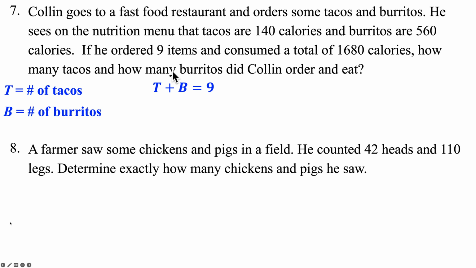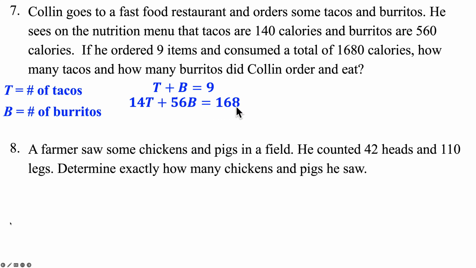He ordered 9, so we're going to have T plus B equals 9. Then we're going to have a calorie equation, because we have the total calories: 140 calories times the tacos, 560 calories times the burritos, for a total of 1,680. Those are huge numbers. So when you see this, you might want to slow down and say, let's make my life easier. I notice that the 140, the 560, and the 1,680 all end in zeros. So let's scratch out the zeros. That makes it 14t plus 56b equals 168.